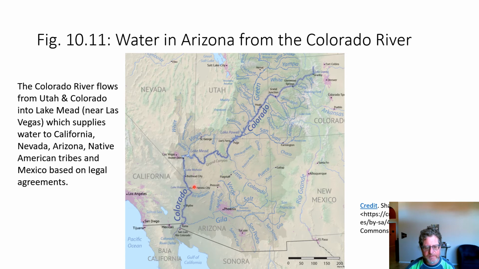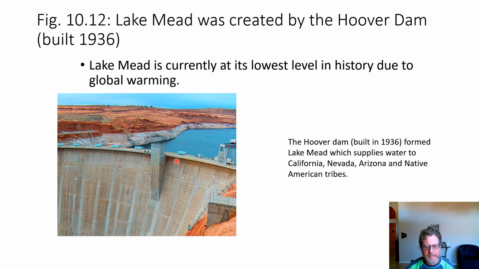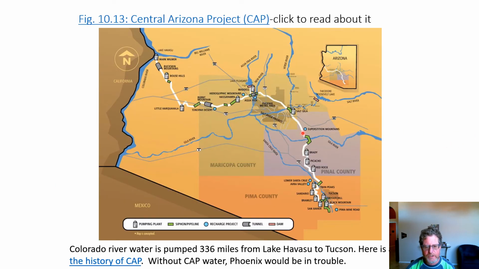And Lake Havasu City is where Lake Havasu is. And if you see on the next slide, there's Lake Mead at Las Vegas. And the Hoover Dam was built in the 1930s. And so the Colorado River water is trapped in Lake Mead. It's currently at its lowest level in history. So we may be needing to reduce our use of water.